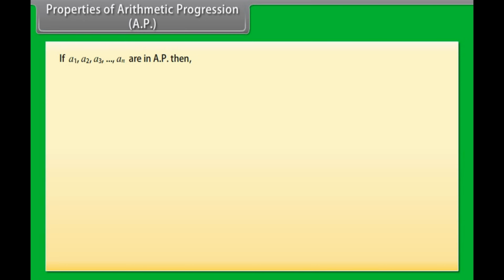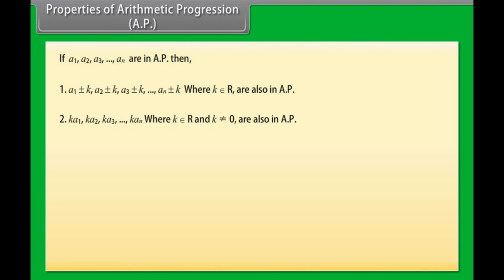Properties of arithmetic progression, AP. If a1, a2, a3 up to an are in arithmetic progression, then a1 plus or minus k, a2 plus or minus k, a3 plus or minus k up to an plus or minus k, where k belongs to R, are also in AP. k a1, k a2, k a3 up to k an, where k belongs to R and k not equal to 0, are also in AP. a1 by k, a2 by k, a3 by k up to an by k, where k belongs to R and k not equal to 0, are also in AP.